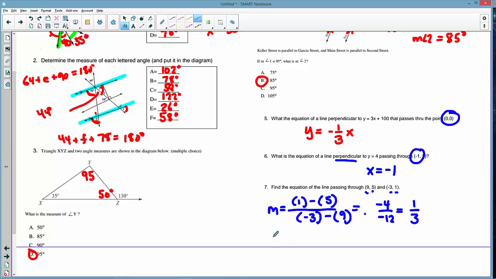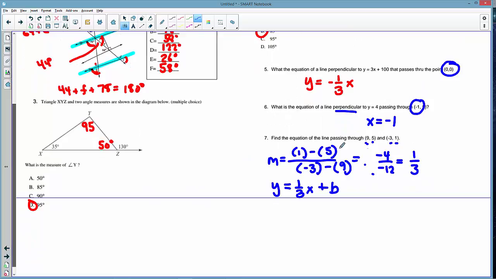Okay, so now you know it's y equals 1/3 x. Better to keep it apart like this. Don't put the x in the bottom. Plus b. We don't know what the b is. So just like before, we're going to plug one of these points in. And I think the easiest one to plug in is going to be negative 3, 1.